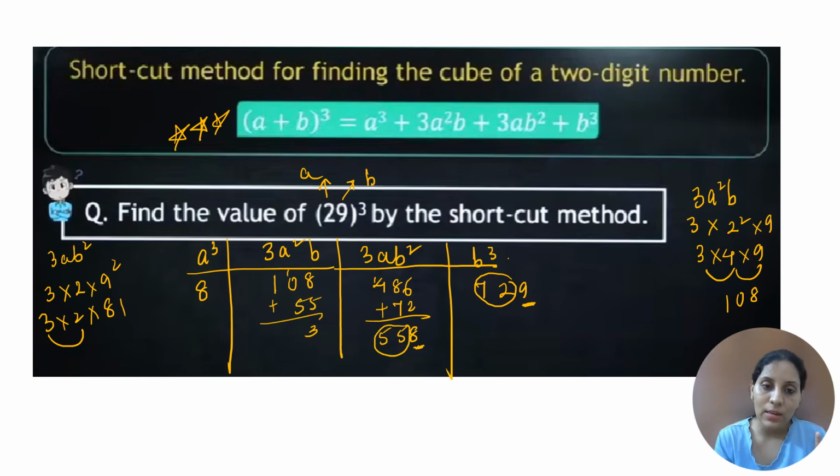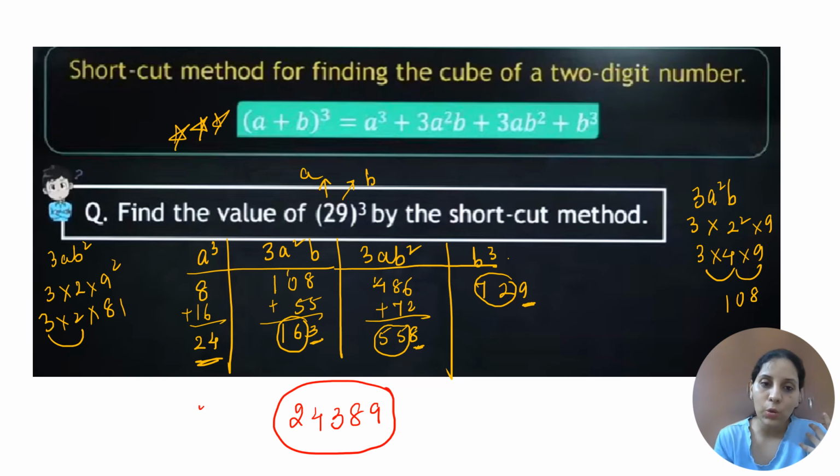8 plus 5 is 13, 5 plus 1, 6, and 1. Now again I underline the 3, and the 16 I take to the other side, and I get 24. Now for 24, I will underline both the digits, because where will I carry forward? It is done. So all the underlined digits will be my answer: 2, 4, 3, 8, 9. So this is the cube of 29. If you do it manually, you will get it. I hope this is clear. You should know this formula to apply this shortcut.